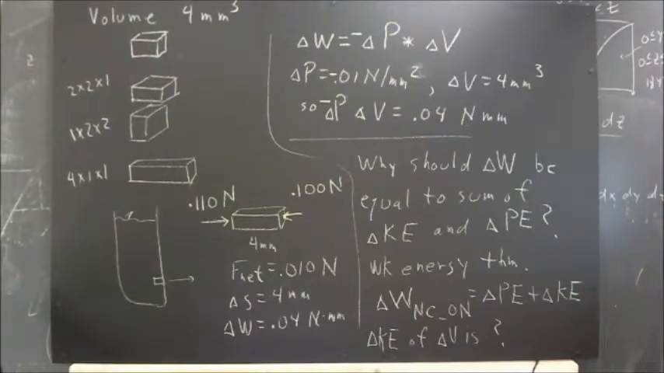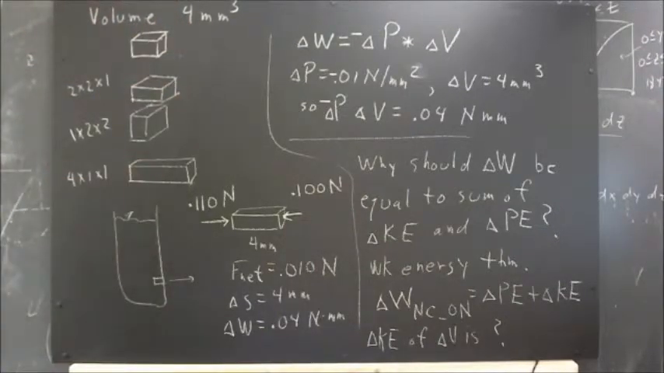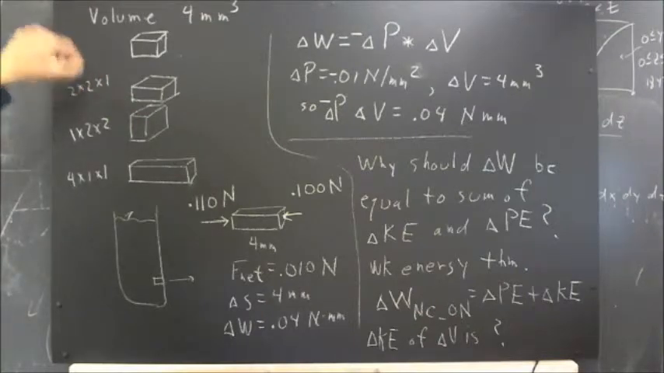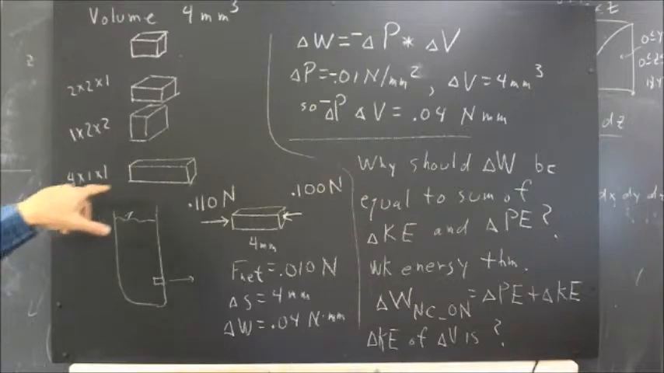Now, I didn't tell you anything about the dimensions of this thing, only that it has a volume of 4 cubic millimeters. So I asked for possible dimensions. And we got 2 by 2 by 1, meaning 2 millimeters by 2 millimeters by 1 millimeter, 1 by 2 by 2, and 4 by 1 by 1.